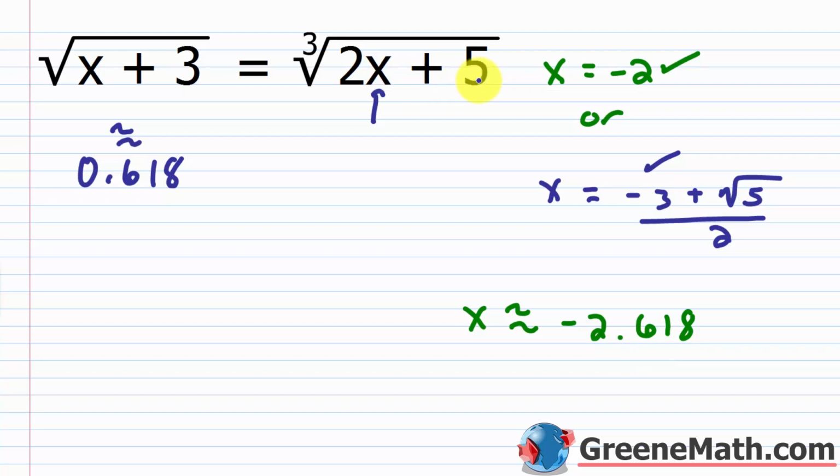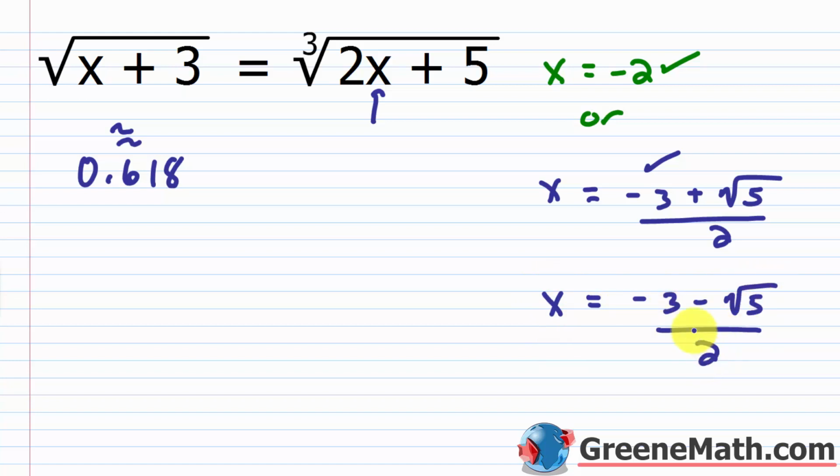Well, when I add that to 5, I'm going to get a negative. The cube root of a negative is going to be a negative. This side's a positive, so it's not possible for this one to work. So you can reject the solution of x equals negative 3 minus the square root of 5 over 2. This guy is going to be extraneous, okay?